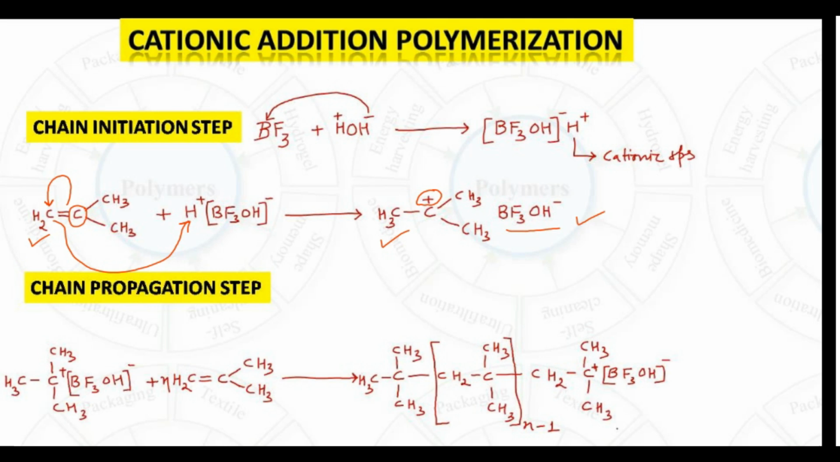I can rewrite this species in the propagation step like this: CH3, CH3, C positive, CH3, because this carbon has three methyl groups and is positive, and in the bracket I have written the counter ion BF3OH negative, right?